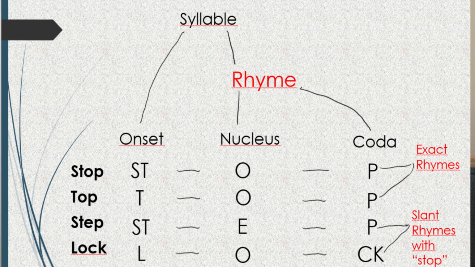For exact or perfect rhymes, they will share both the nucleus sound and the coda sounds exactly. Whereas with slant and near rhyme, they will share just one of those. They will either have the same vowel sound, which means they will share the nucleus, or they will have the same consonant sounds, which means they share the coda. So they only share half of the rhyme, thus the name. Some examples of exact rhymes are love and dove, see and me, and time and dime.